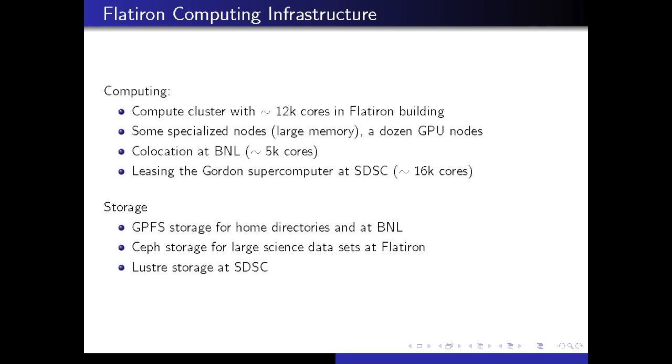Storage-wise, we have a little bit of everything. We have GPFS storage for home directories and some GPFS at BNL. We're using Ceph for all the large data set storage for genomics. The Simons Foundation has a big initiative for autism research, so we have, I think, a couple of petabytes of genomic sequence data from families with autistic children. Astronomy simulations, various versions of our universe, or what the universe could be. And we also have some Lustre at San Diego, since they're very familiar with Lustre. So the Gordon setup is using Lustre.